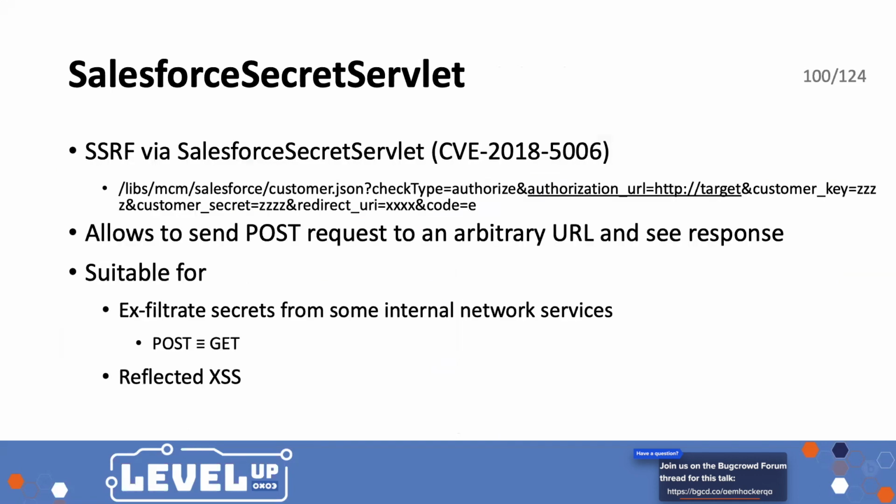This SSRF was found by me as well. Adobe assigned a CVE ID for it. With SSRF in Salesforce SecretServlet, we can send POST requests to an arbitrary URL and see the full response. If an internal network service does not differentiate between POST and GET requests, we are able to exfiltrate secrets from such services. And this is true for metadata services in cloud providers. And of course, at the very least, we can exploit the SSRF as this.